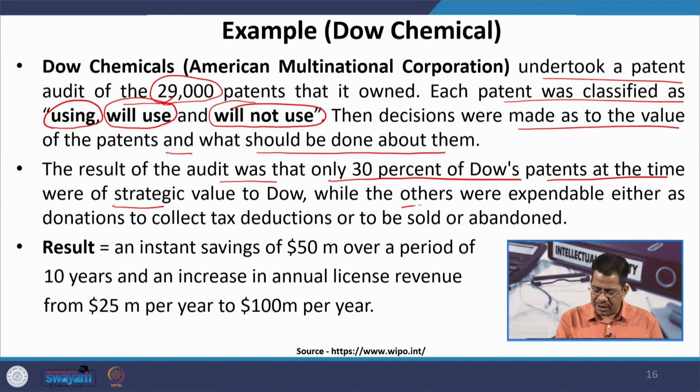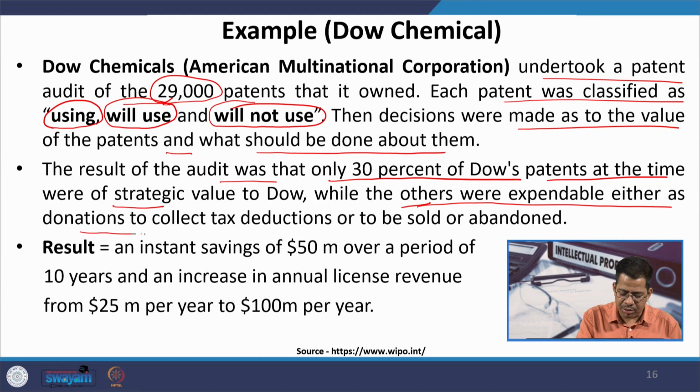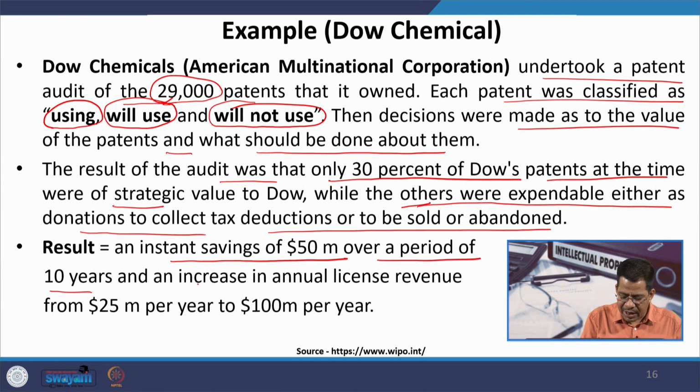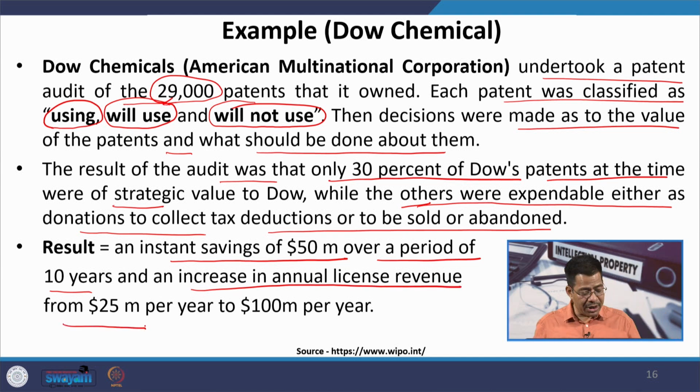And when they told others, it was difficult to believe, but what they did, while the others were expendable, either as donations or to collect tax deductions or to be sold or abandoned. Now, what happened was that after these exercises, Dow Chemical realized an instant saving of 50 million US dollars over a period of 10 years, and an increase in annual license revenue from 25 million per year to 100 million per year.